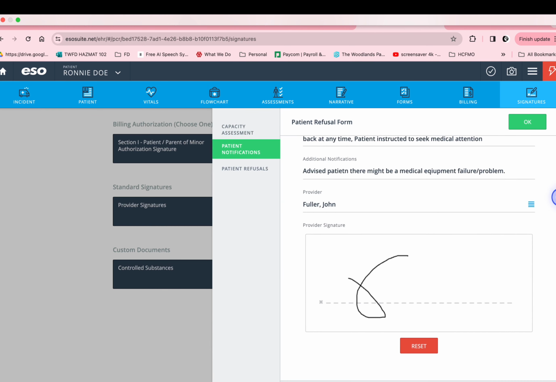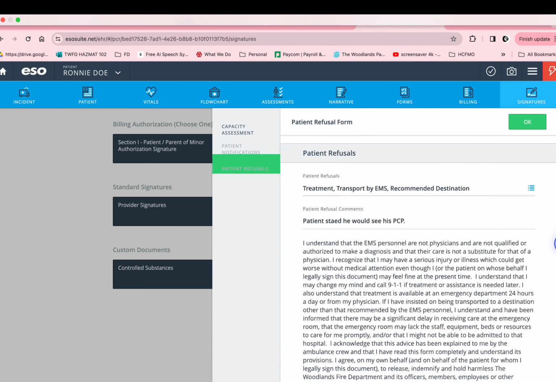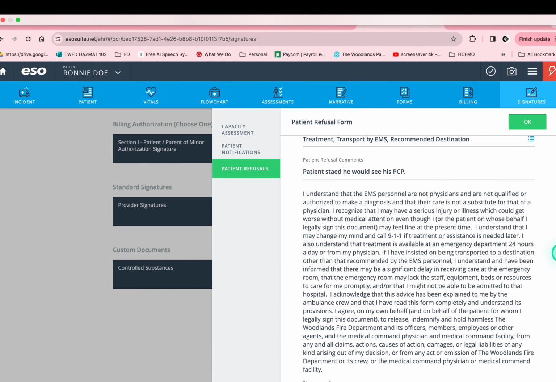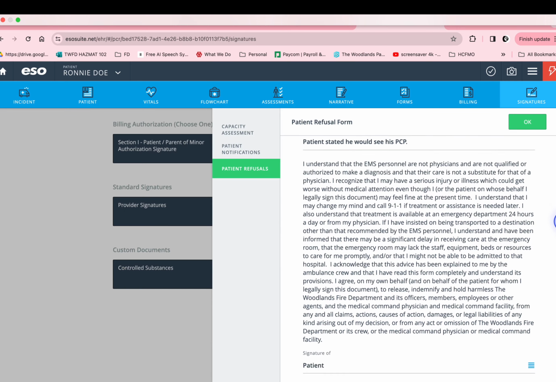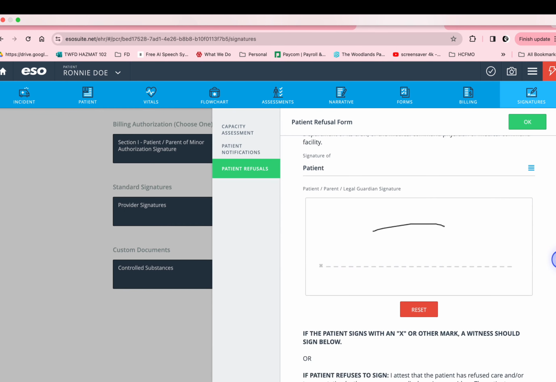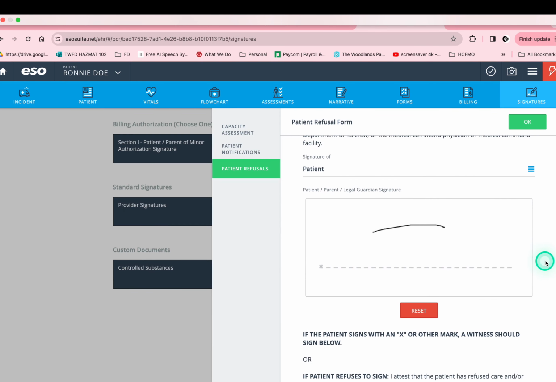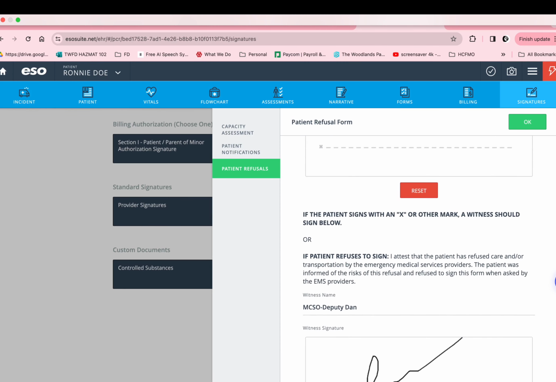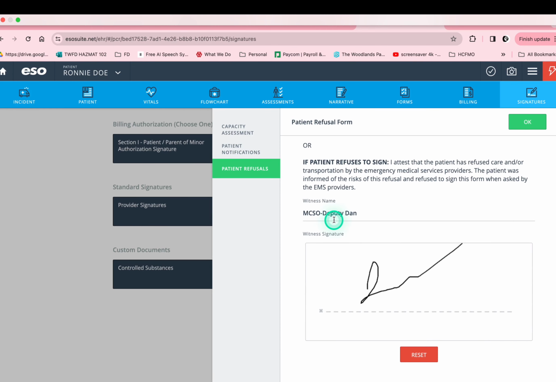Done. I signed it. Okay. Let's see, a correction I need to make. Patient stated he would see his PCP, primary care physician. Signature of the patient. Maybe he didn't want to sign it with anything. He just put a line there or an X. That's fine. Maybe we had the officer that was there with us, let him witness it. You know, the guy was not being cooperative. That's fine. We're not going to kidnap him, whatever.